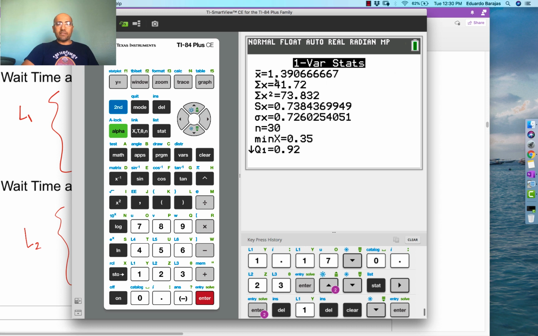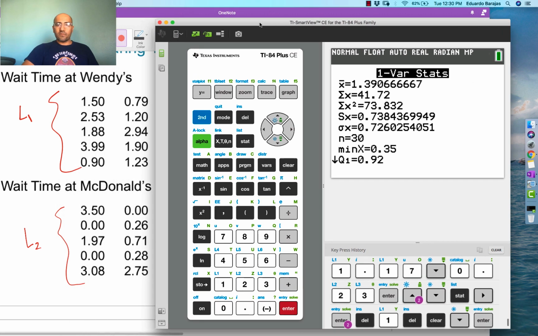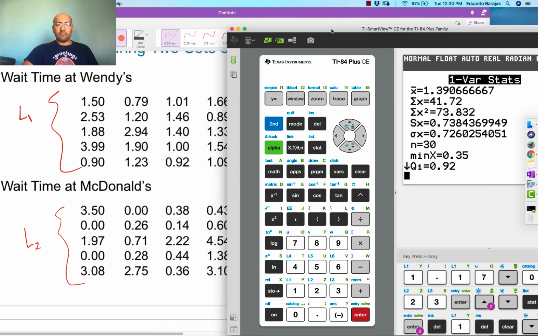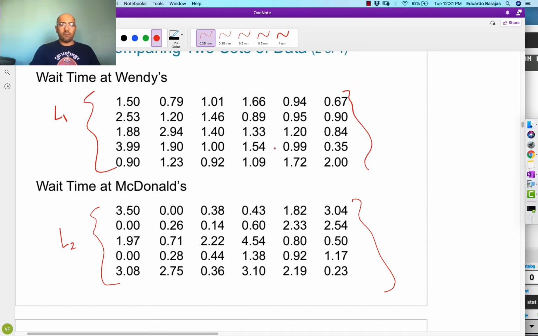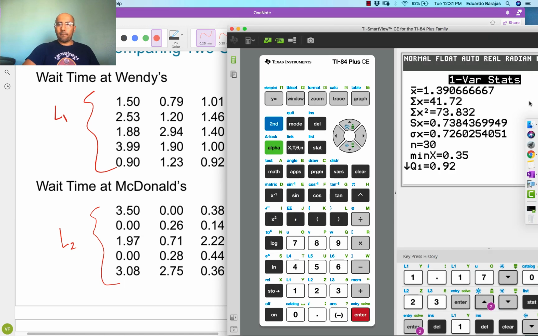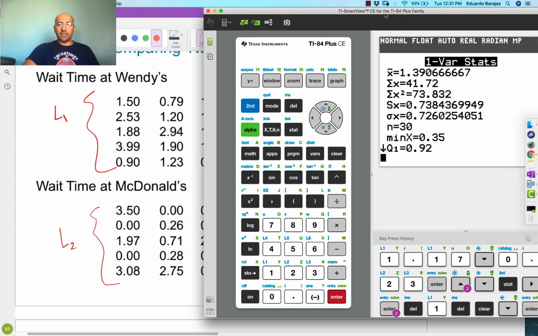So the mean is 1.39036, so 1.39. We found that the mean for this data, now it's a sample, right, so it's got to be x bar is equal to 1.39. Okay, so now let's find the information for McDonald's, which is on list 2.